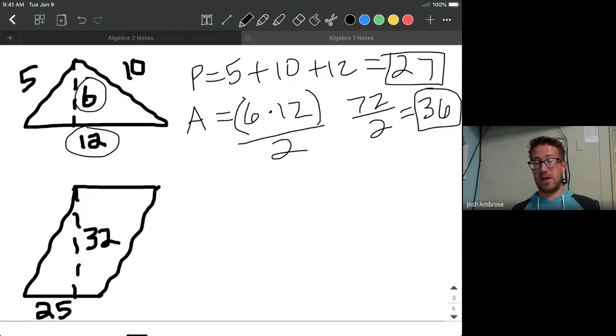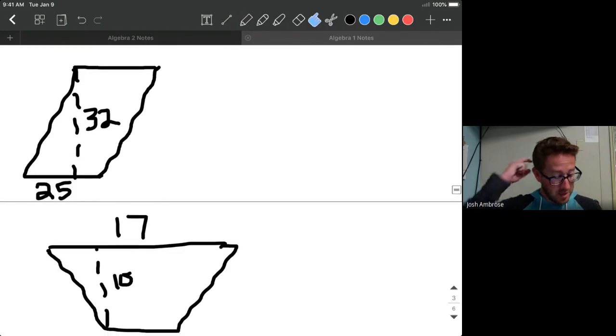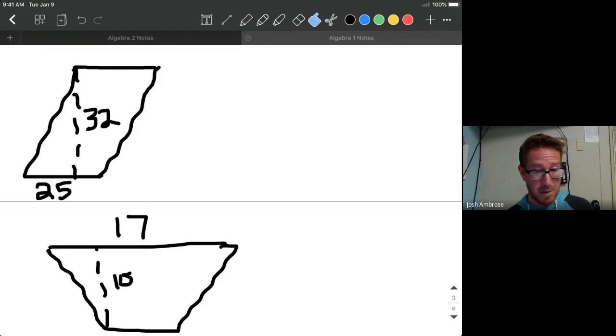Okay, 36 for the area of that triangle. All right, now let's move it down. This is called a parallelogram. And if it looks anything like mine, then you got some wavy lines here. That's Mr. A still trying to figure out this program, which I think I figured out how to do a lot better. Unfortunately, I'd already written these notes prior to that moment. So we'll get better in the future, don't worry.